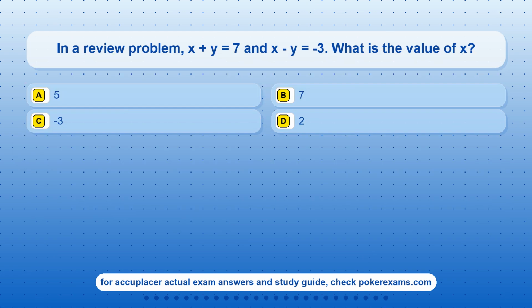Question 6. In a review problem, x plus y equals 7 and x minus y equals -3. What is the value of x? Option A, 5. Option B, 7. Option C, -3. Option D, 2.